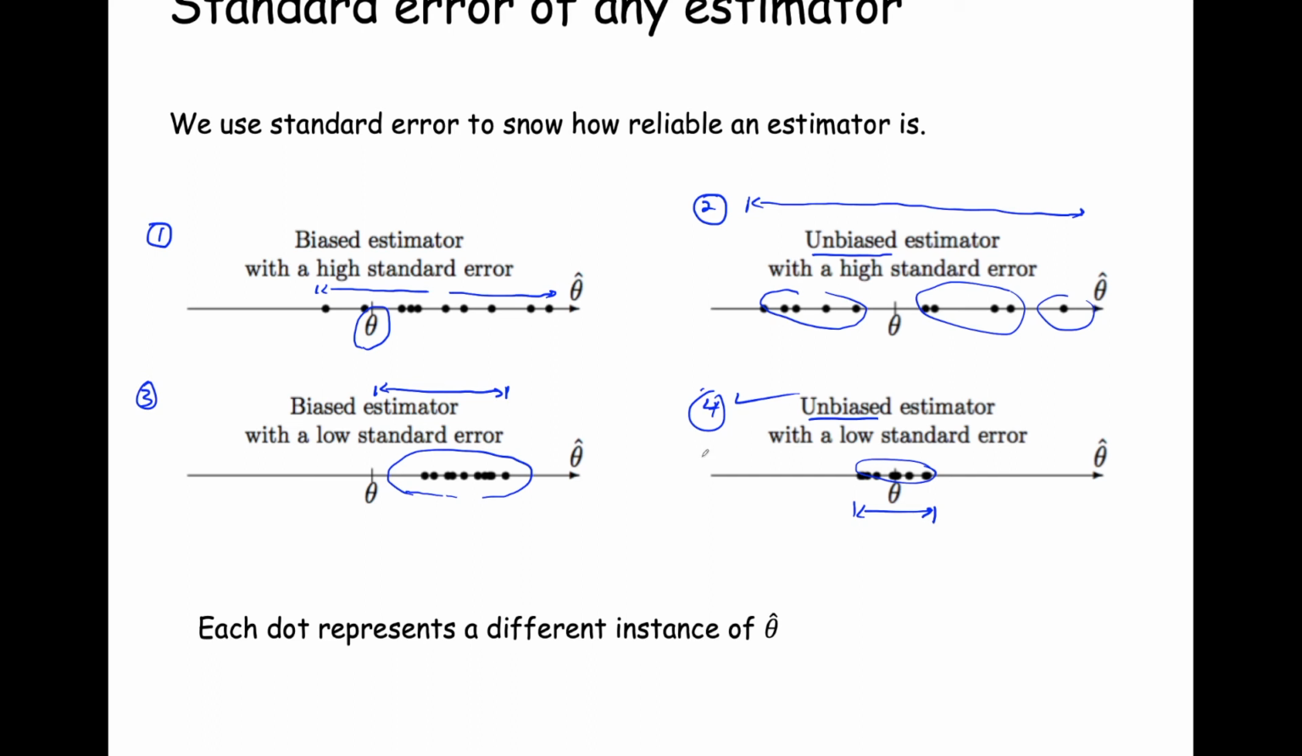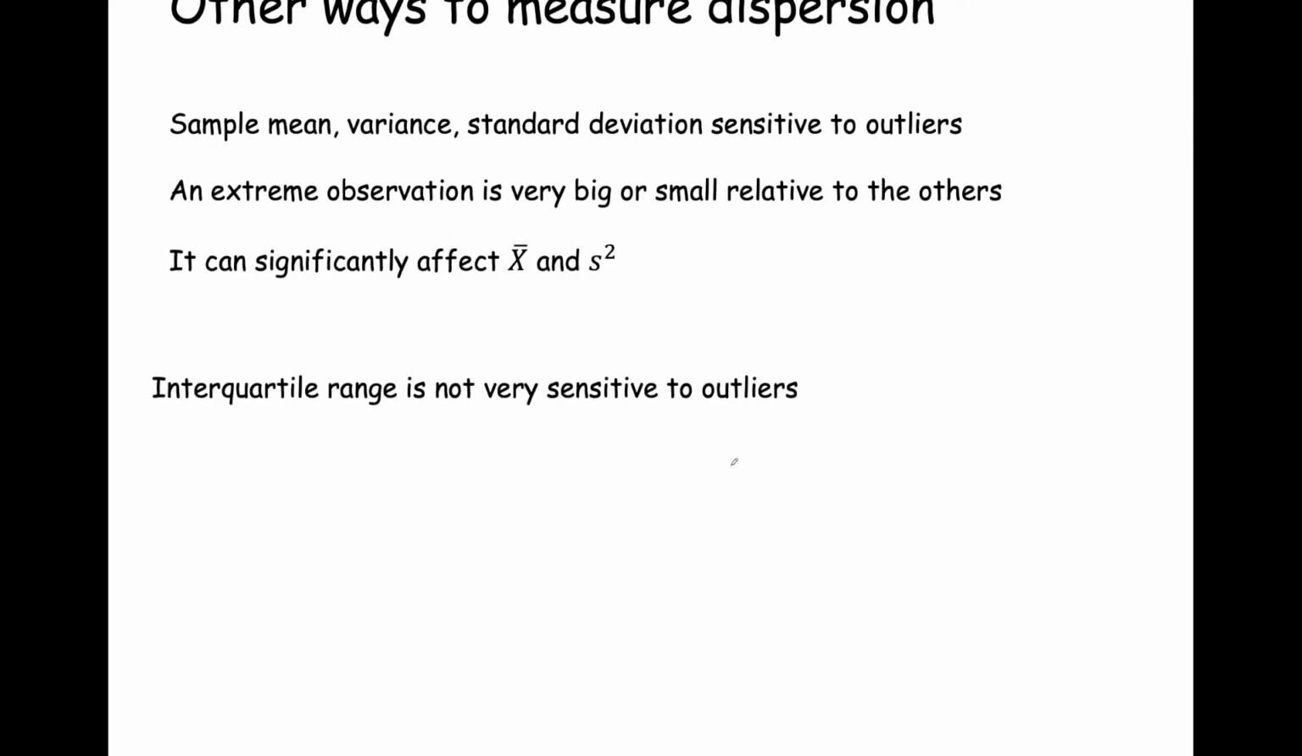There are a bunch of ways that you can do this. If you know how it's biased, or you know about its inconsistency, you can try to remedy that as well. Okay, so there are other ways to measure dispersion. We talked about the sample mean, variance, and the standard deviation, and all of those are sensitive to outliers, meaning an extreme observation, one that's very big or very small relative to the others, can significantly affect our sample mean, x bar, as well as our sample variance, s squared.